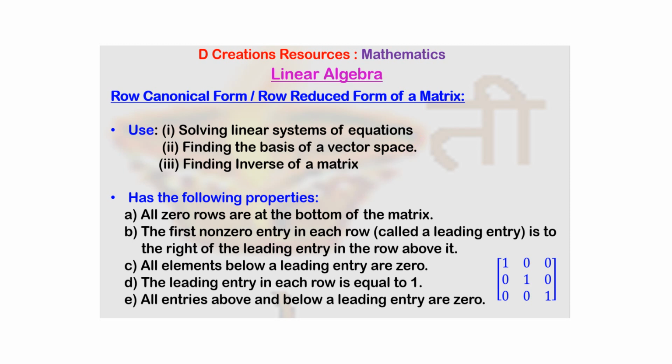Now this particular form, row canonical form, also has important applications such as solving of linear systems of equations, finding the basis of a vector space, and finding inverse of a matrix. Now it is very important that whatever we learn, the question that we ask is, why are we learning it? What is the motivation? What is the use? And here you can see that the reason why we are learning this row canonical form or row reduced form of a matrix is because it has so many applications.